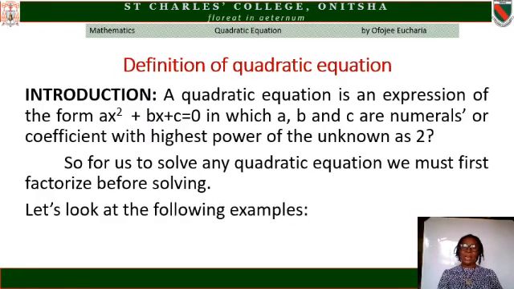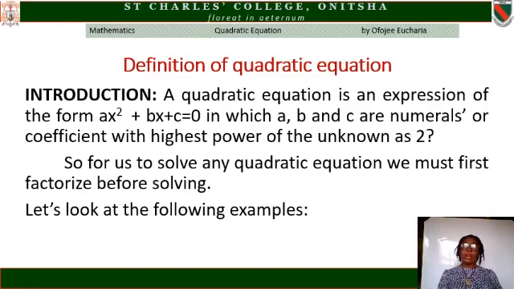We can still understand that this is the continuation of our last lesson on factorization. We are going to talk on quadratic equation, which will give us the end answer to quadratic expression. And what is quadratic equation? A quadratic equation is an expression of the form ax squared plus bx plus c equals 0, in which a, b, and c are numerals or coefficients with highest power of the unknown as 2. So for us to solve any quadratic equation, we must first factorize before solving.